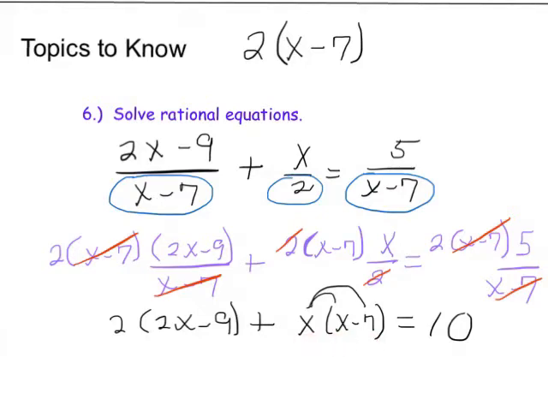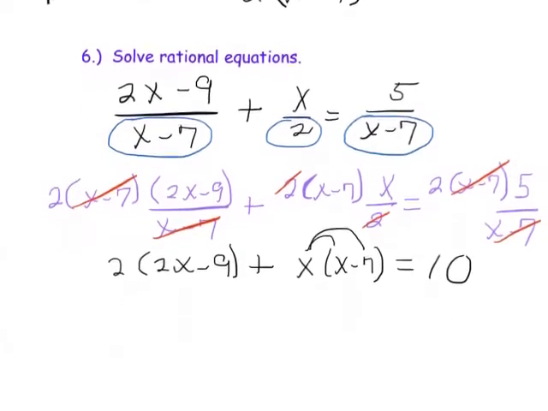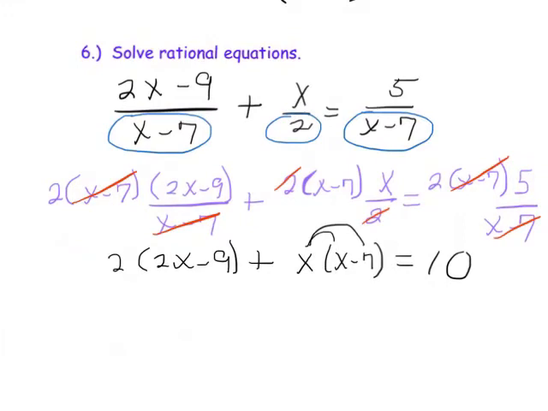Ooh, it looks like it's going to become quadratic. All right, so let's just simplify this equation. We're going to see just what happens here. So let's go ahead and take this one. Distribute that inside, that gives me a 4x minus 18, plus distribute this x, so that becomes x squared, that's what makes it quadratic, minus 7x equals 10.